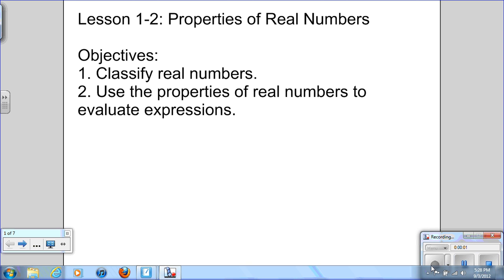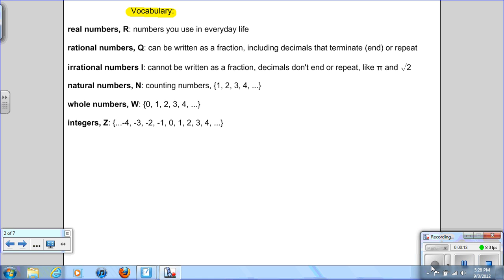Properties of real numbers. Our objectives today will be to classify real numbers, and then tomorrow we will look at using properties of real numbers to evaluate expressions. So I've split this lesson into 2 videos and 2 days. So here are the sets of numbers.